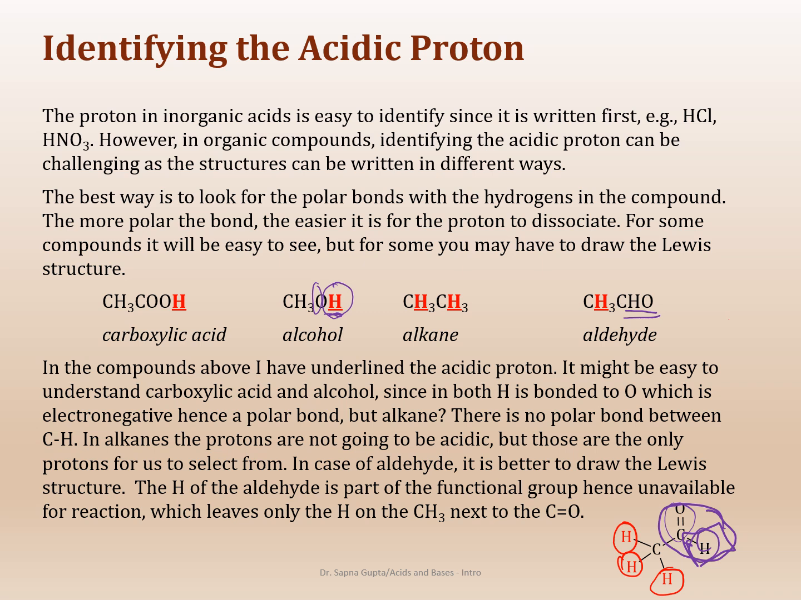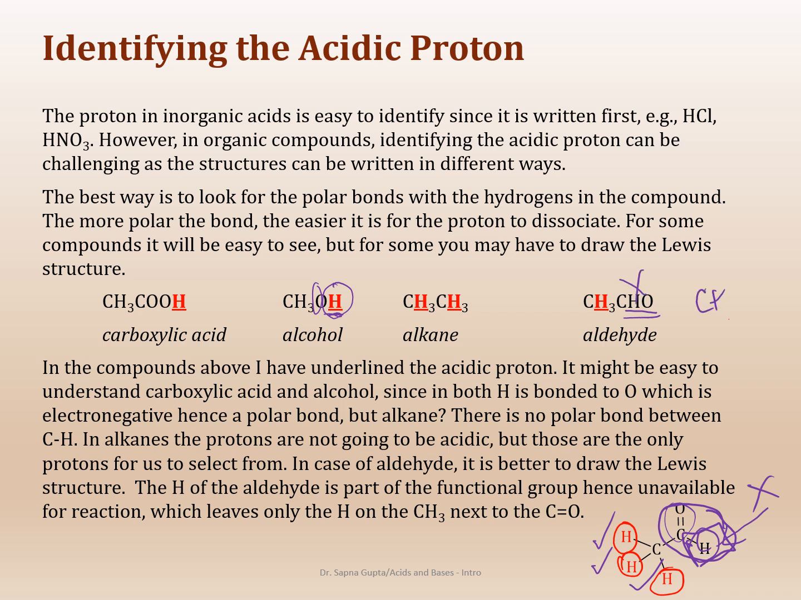And so that connectivity makes aldehyde a functional group, which means that this proton is not available for reaction, which means you only have these 3 protons as acidic protons if you were considering that. So if I ask you where is the acidic proton, you just label the one that is the most probable acidic proton. You will not label this one as an acidic proton in case of an aldehyde.